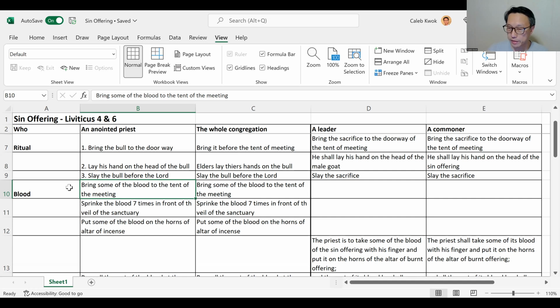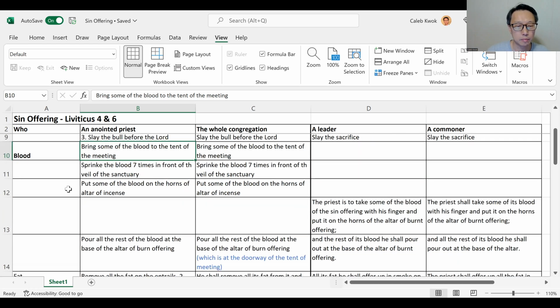They are supposed to bring some blood and go inside the tent of meeting, dip his finger into the blood and sprinkle the blood onto the veil. Remember the veil I showed you earlier. Sprinkle the blood 7 times on the veil, and then put some blood on the horns of the altar of incense. Okay, so two things: sprinkle the blood 7 times to the veil, and then put some blood around the horns of the altar.